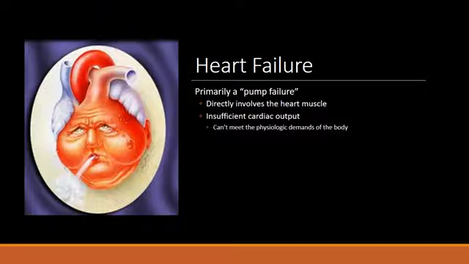Obviously, when we have heart failure, what we're talking about is failure of the myocardial tissue itself. So we're talking about the heart muscle is not able to contract like normal. And whenever we have a heart that's unable to contract like normal, that can lead to insufficient cardiac output. And essentially what we have with time is the heart is unable to meet the demands of the body. And so the body is essentially starving of oxygen because the heart is unable to keep up with those metabolic demands.